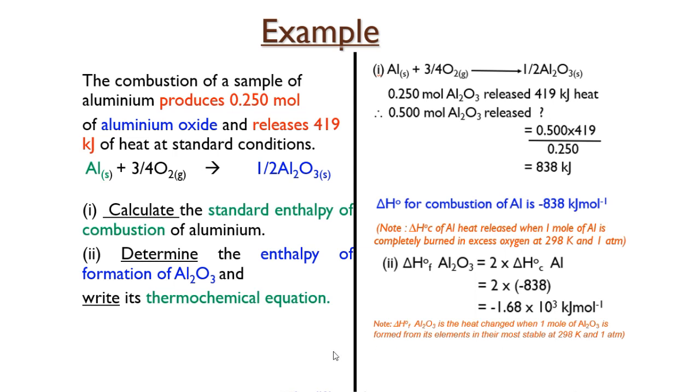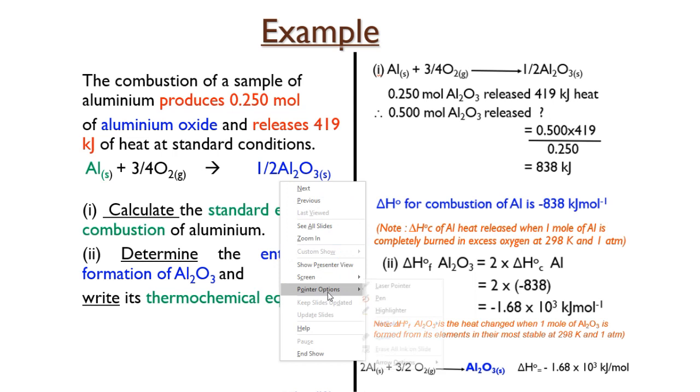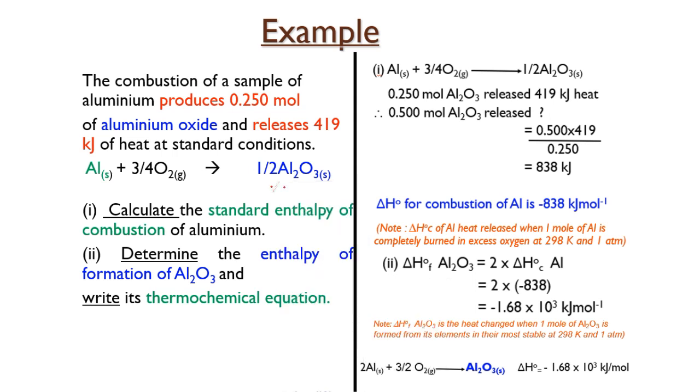How about the thermochemical equation? Because it's referred to 1 mole of aluminium oxide, that's why we need to times 2. Over here we times 2, meaning that the whole equation we need to times 2 as well. So the whole equation times 2, that's why it becomes 2 mole, 3 over 2 oxygen gas, and then 1 mole, referring to 1 mole of aluminium oxide solid. Don't forget you must show the enthalpy with negative 1.68 times 10 to the power of 3 kilojoule per mole.